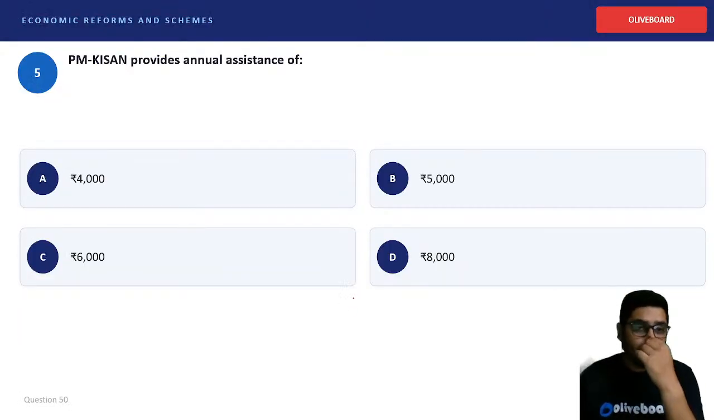Okay. PM Kisan provides annual assistance of how much? Annual assistance of how much? 4,000, 5,000, 6,000, or 8,000?